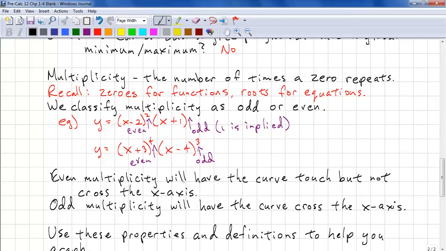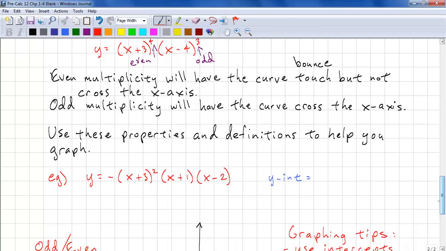Even multiplicity will have the curve touch but not cross the x-axis. The other way to say this is it will bounce off the x-axis. Odd multiplicity will always have the curve cross the x-axis. Okay, we use these properties and definitions to help us graph.